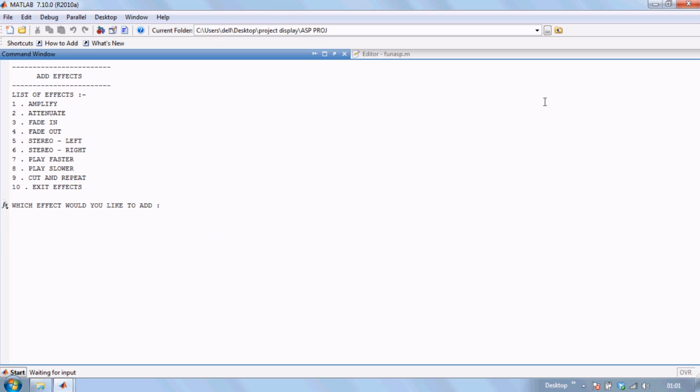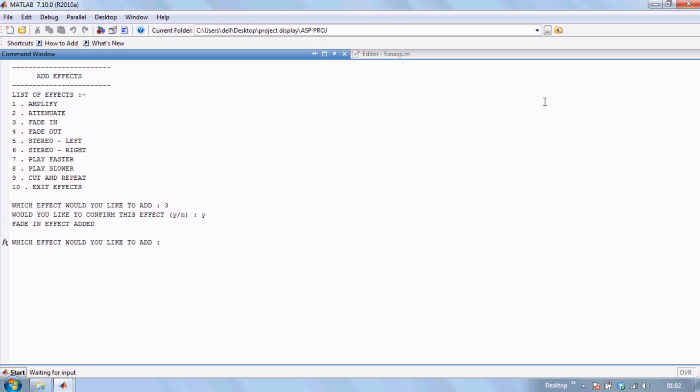These are the list of effects that I can add: amplify, attenuate, fade in, fade out, stereo left, right, etc. Stereo left and right, it'll be fun to listen to only if you have speakers. So I'll probably add fade in effect right now. Record 10 seconds of my voice. So as you can see, the audio slowly fades in.